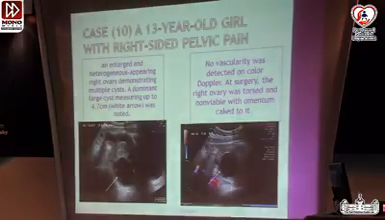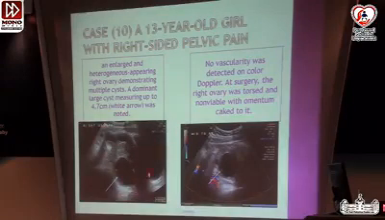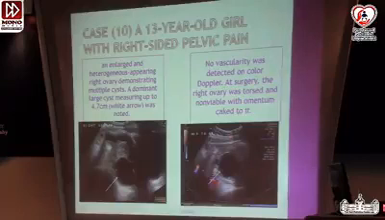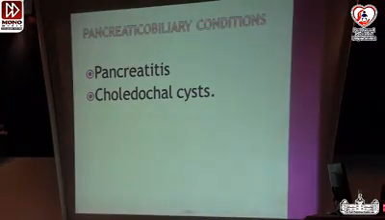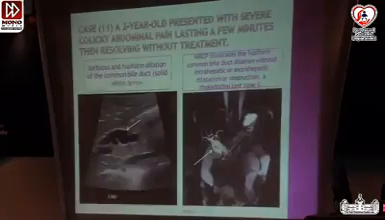The other case here is a 13-year-old girl with right-sided pelvic pain. The right ovary appears enlarged, with echogenic stroma. Follicles are displaced subcapsularly in a peripheral location, and you can see this clear cyst here measuring that by that. Color Doppler reveals no vascularity, so it was a case of ovarian cyst causing torsion of the ovary, and of course, oophorectomy was done. The pancreatic biliary conditions, I will talk about the choledochal cysts.